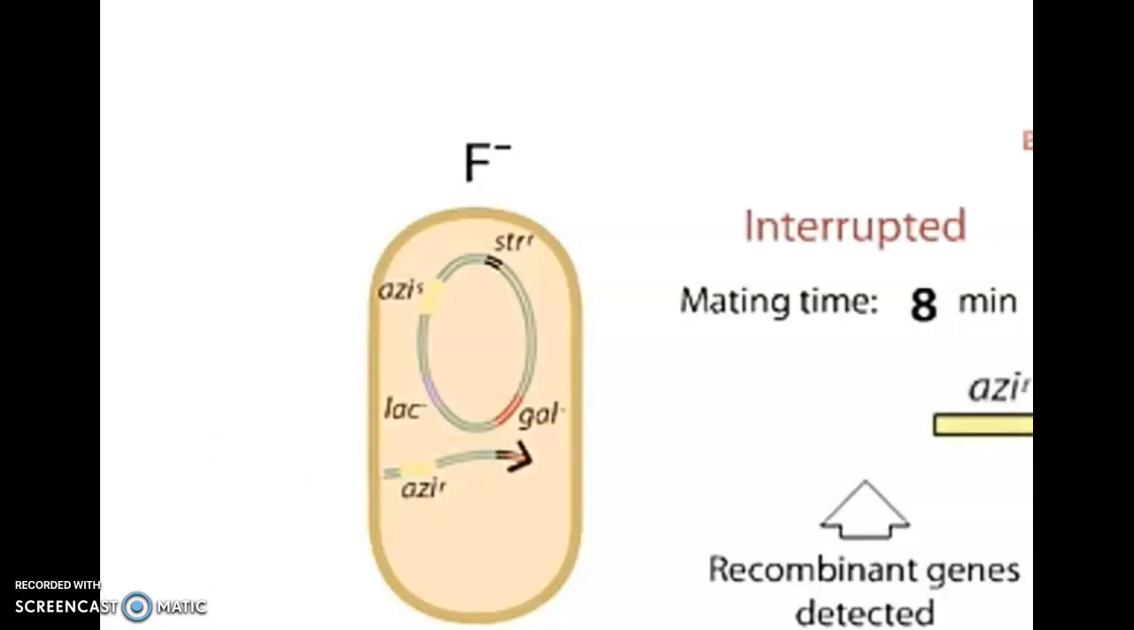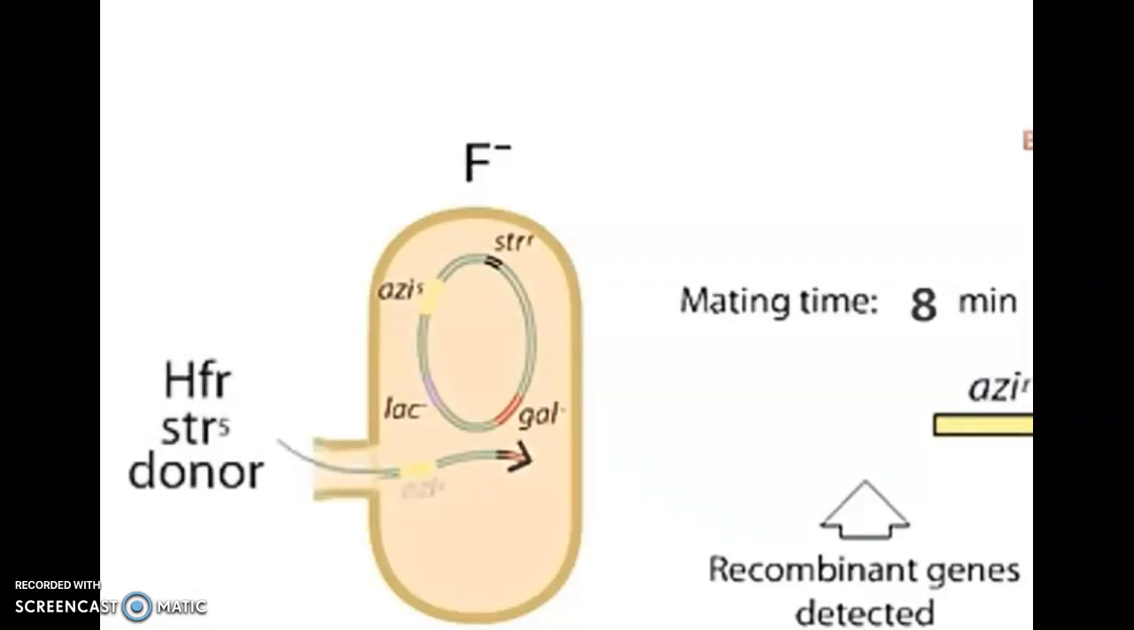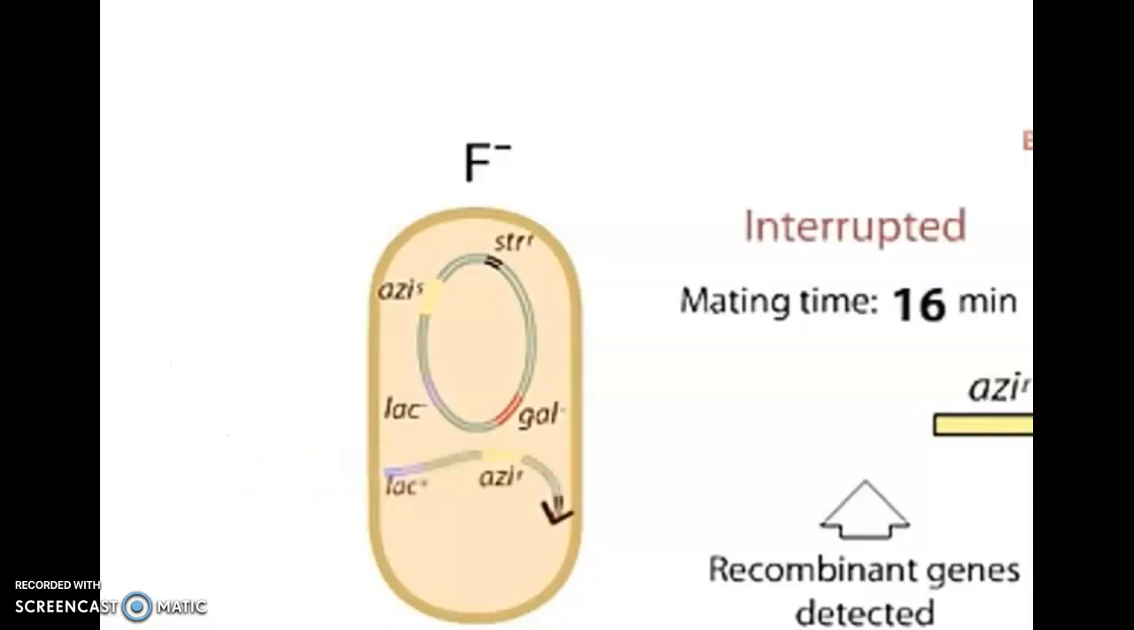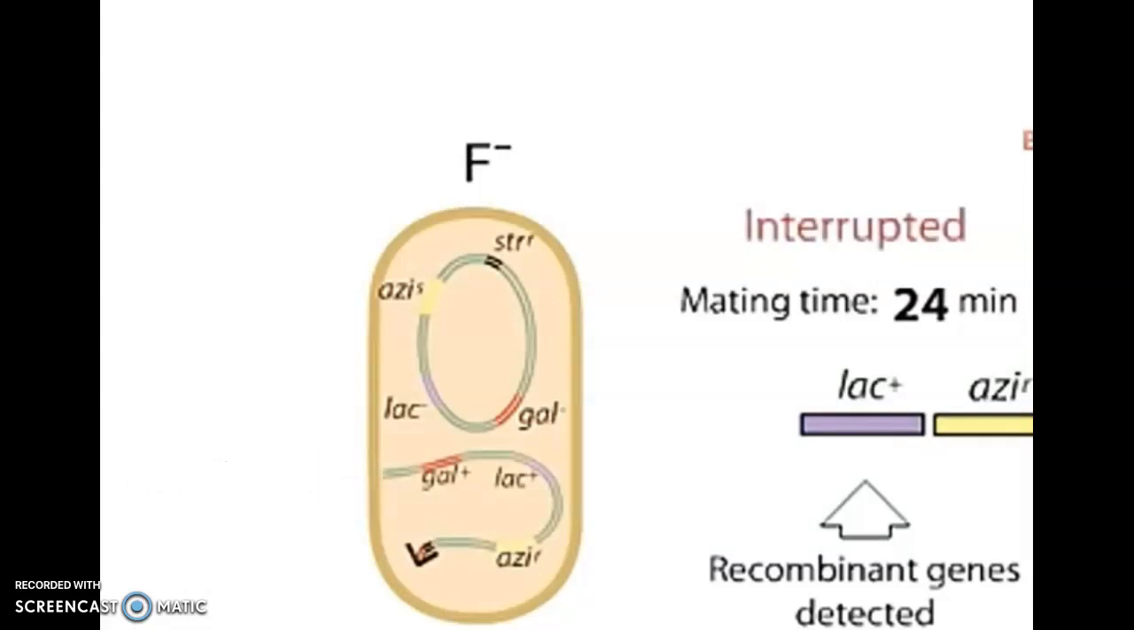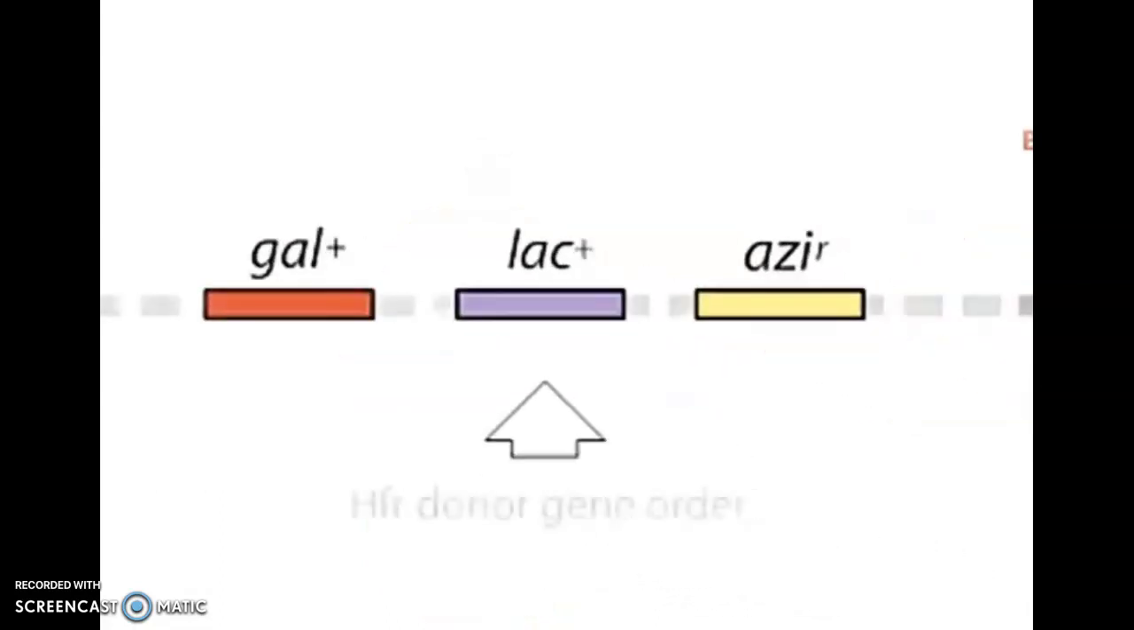And after 16 minutes of mating, our results show that the donor lactose gene has also been transferred. And if we wait for 24 minutes of mating, our results show that the donor galactose gene has been transferred as well. So the recombinant analysis revealed the order of donor genes behind the F origin, that is AZ, LAC, GAL.